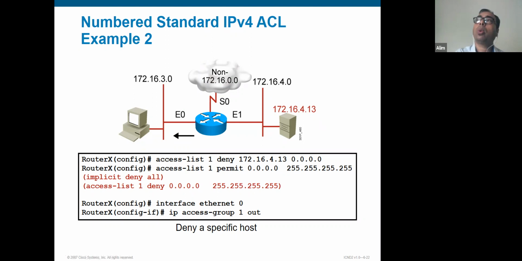You know that the subnet mask is 255.255.255.255, that means four 255s. So what will be the wildcard mask? Just 0.0.0.0. So in the access list, we want to deny this computer, which is 4.13, and we will permit others. 0.0.0.0 means all others.